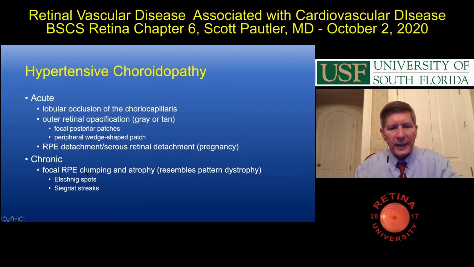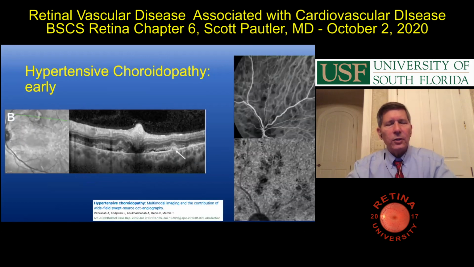We'll talk about that a little bit more with some photographs. So here is from an article I borrowed for the acute hypertensive. You see a cotton wool patch here on the photograph, and then next to it, little focal areas of RPE elevation with a little bit of subretinal fluid leakage too.